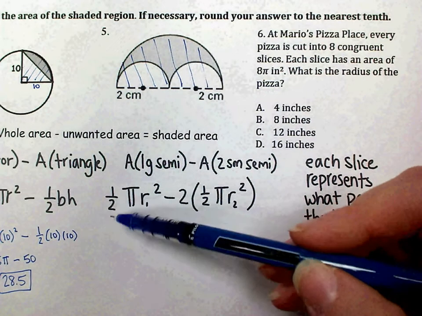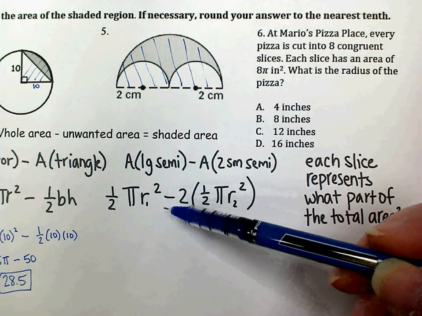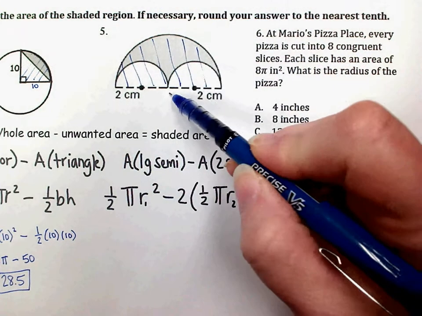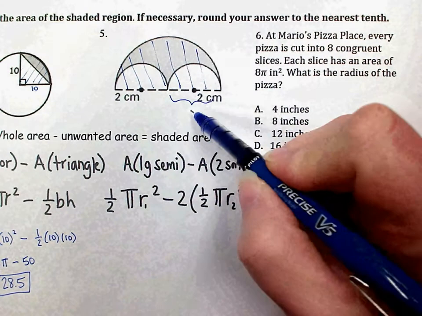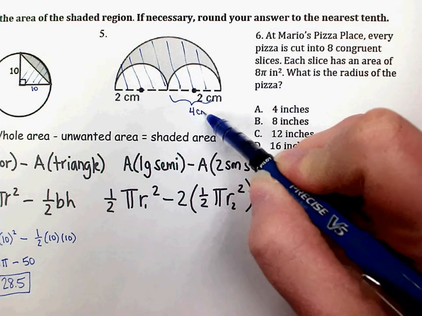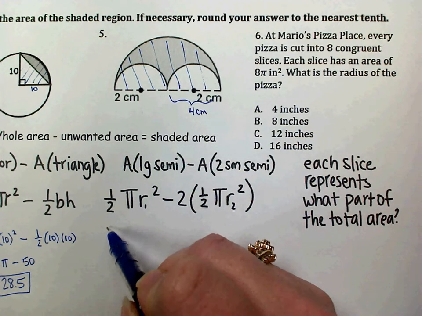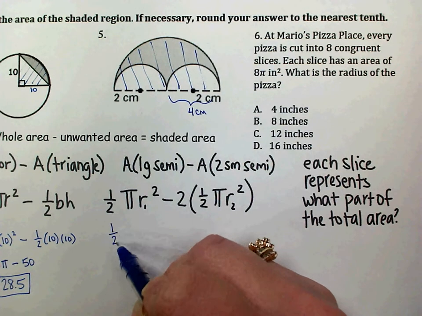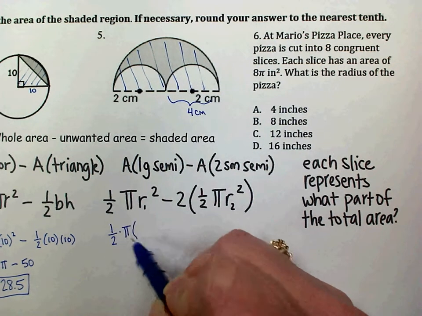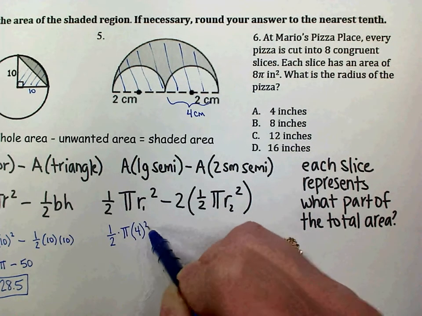So that's really just 1/2 of pi r squared. The radius of the big semicircle is the diameter of the small semicircle, so it is 4 centimeters. So when we find the area of the large semicircle, it's the 180 over 360, which is 1/2, times pi times the radius squared, so 4 squared.